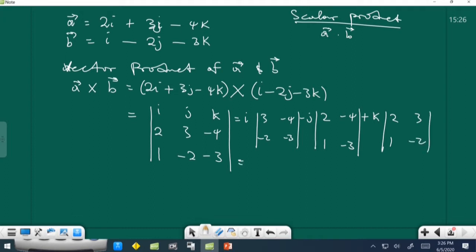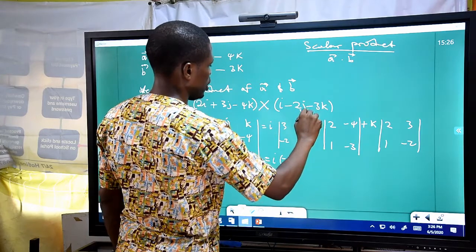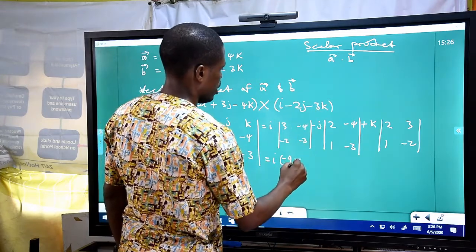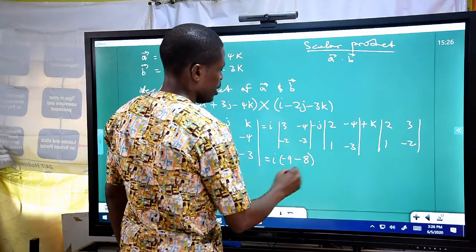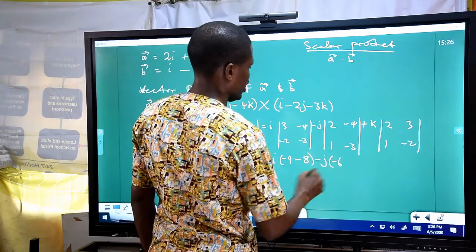So when we do the multiplication, that will be equal to i in brackets minus 9. You cross multiply. Minus, this is 8. Then with the minus, you have minus 8. Then minus j in brackets, this comes here, we have minus 6.